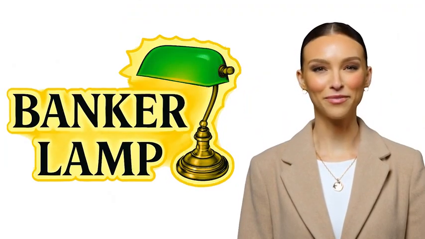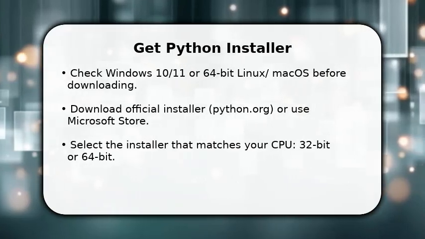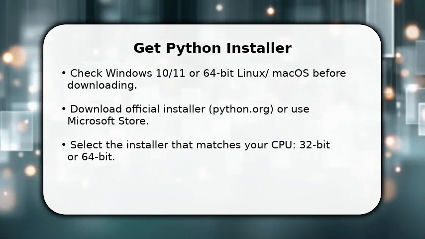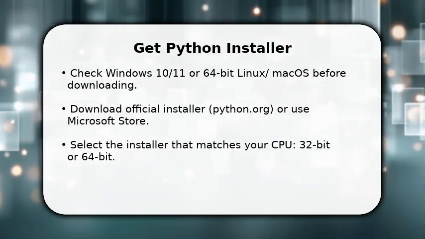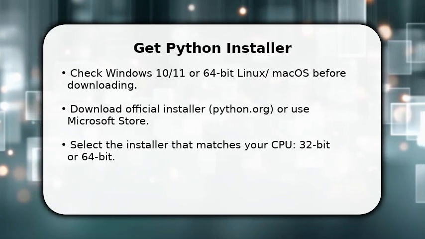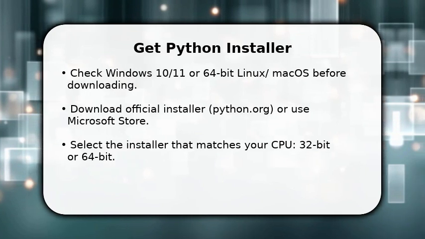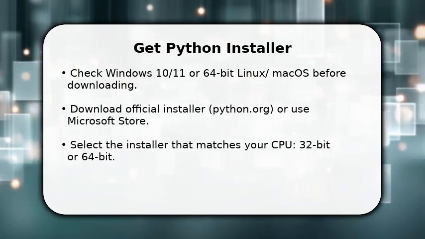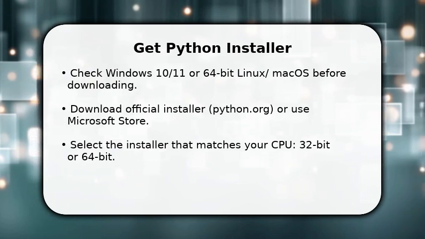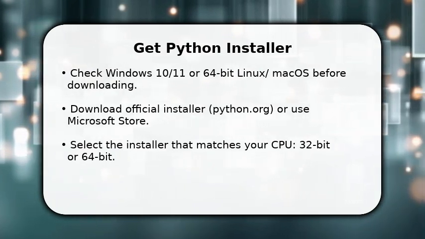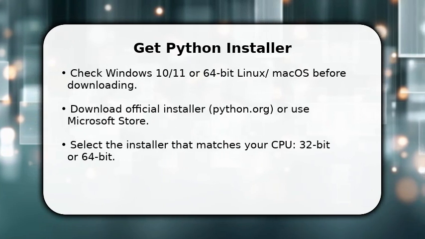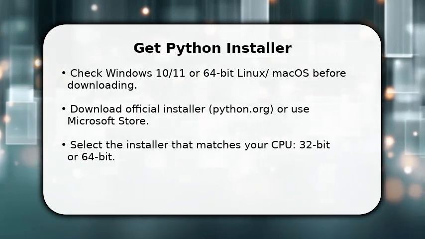Please enjoy the video. You start by grabbing the official installer. This ensures compatibility and security. Run the installer as administrator and crucially check Add Python to PATH so commands work in terminal. Choose Customize Install only if you need specific features. Otherwise, the default is fine and includes pip. Once done, allow the installer to complete and close the wizard.